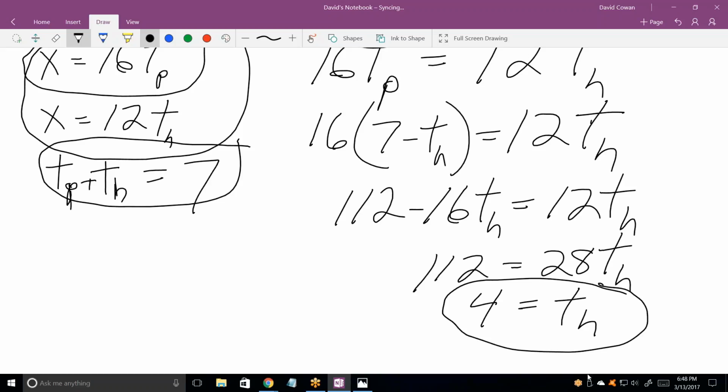Now, if I want to go and find the distance to the park, well, X equals 12 times T sub H. X equals 48 miles.